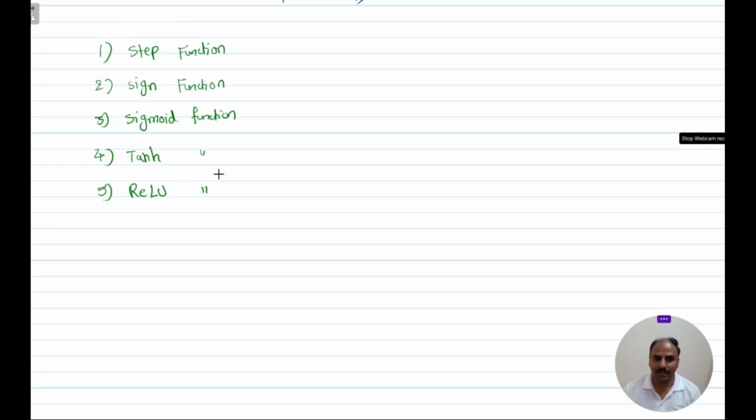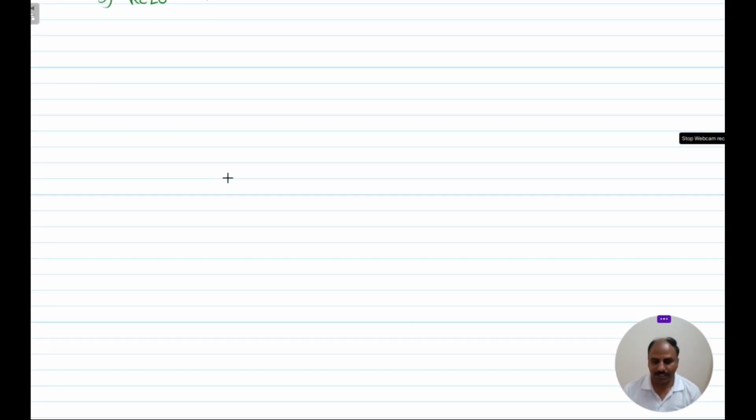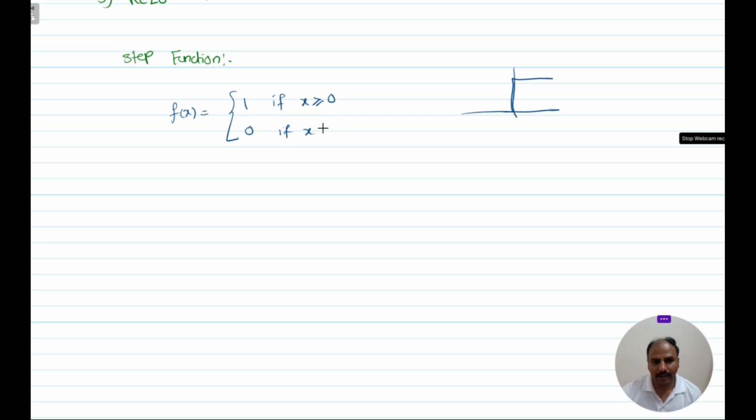First, coming to the step function. If I look at this graph, the step function is like this. The function, f of x, equals 1 if x is greater than or equal to 0, and 0 if x is less than 0. It is suitable for binary classification.